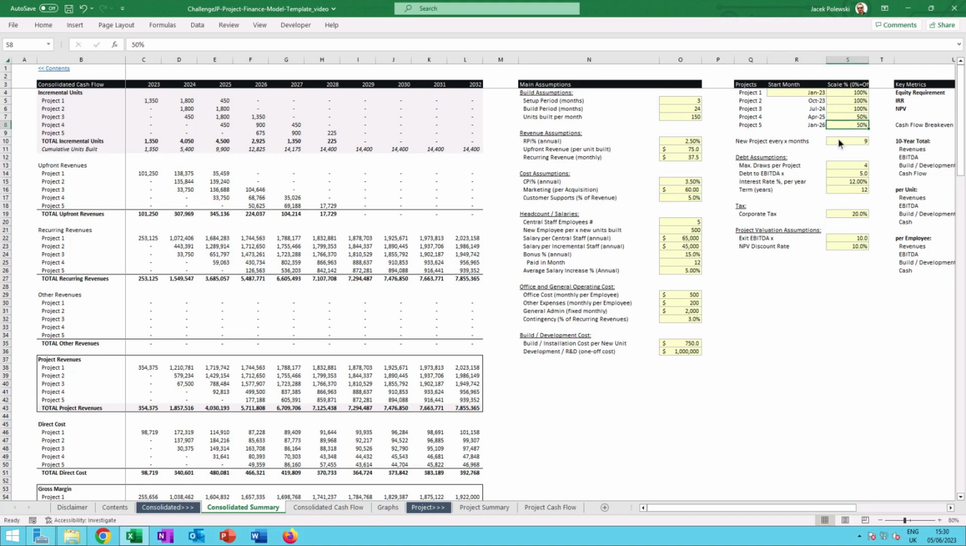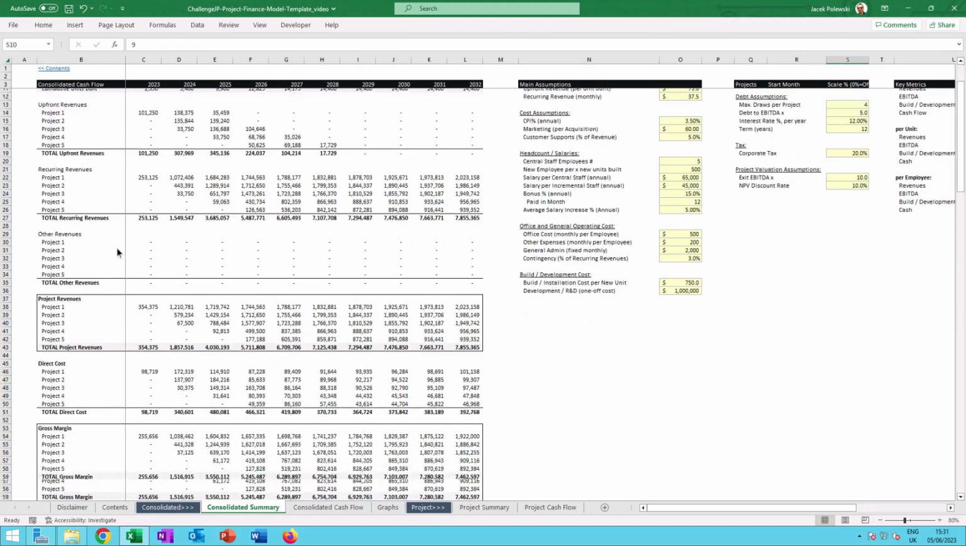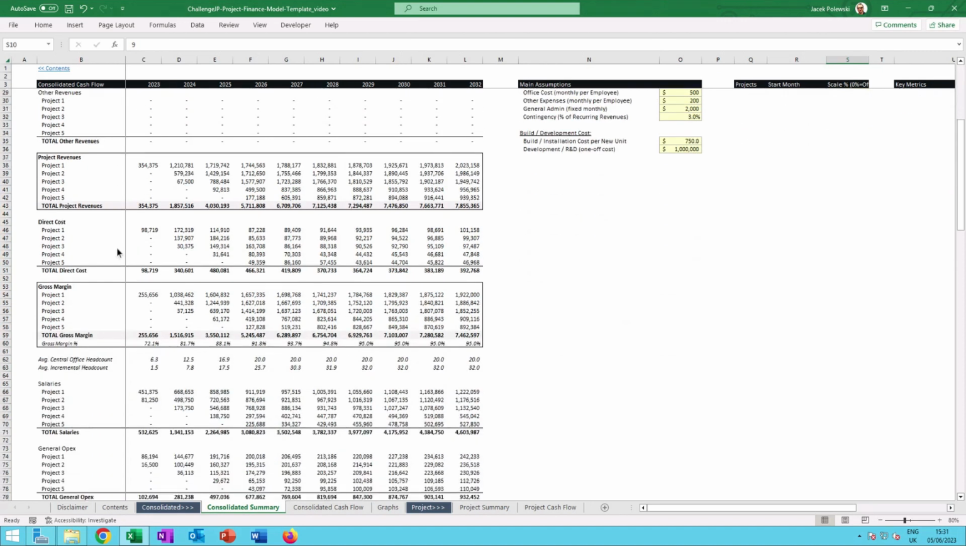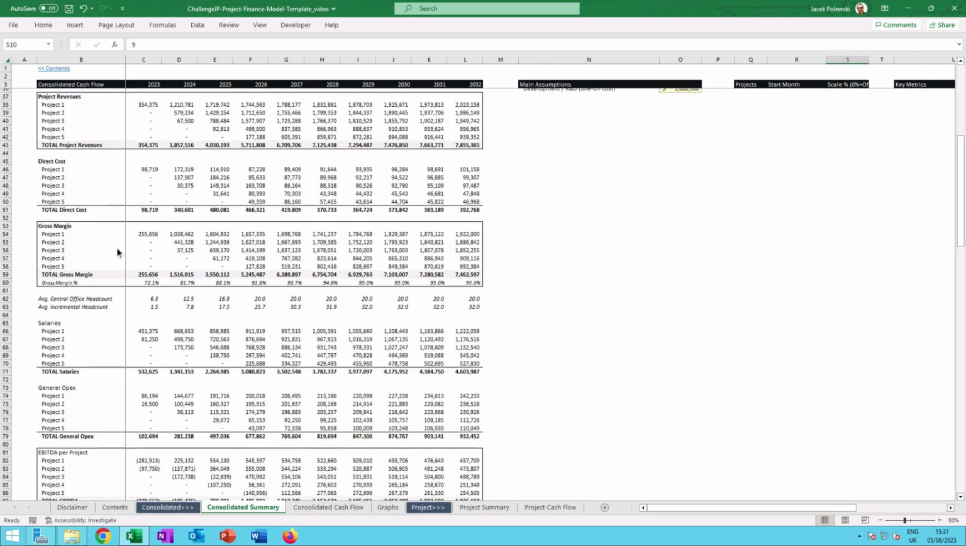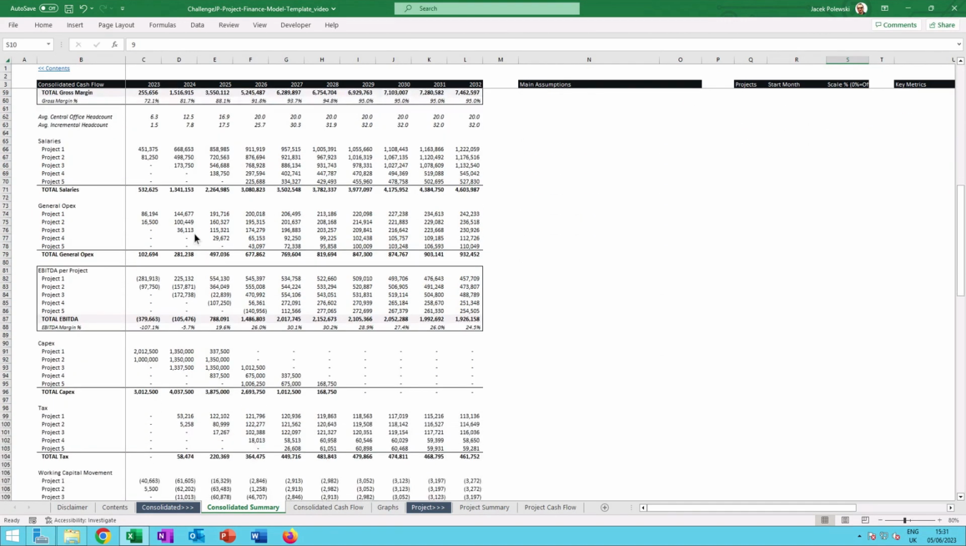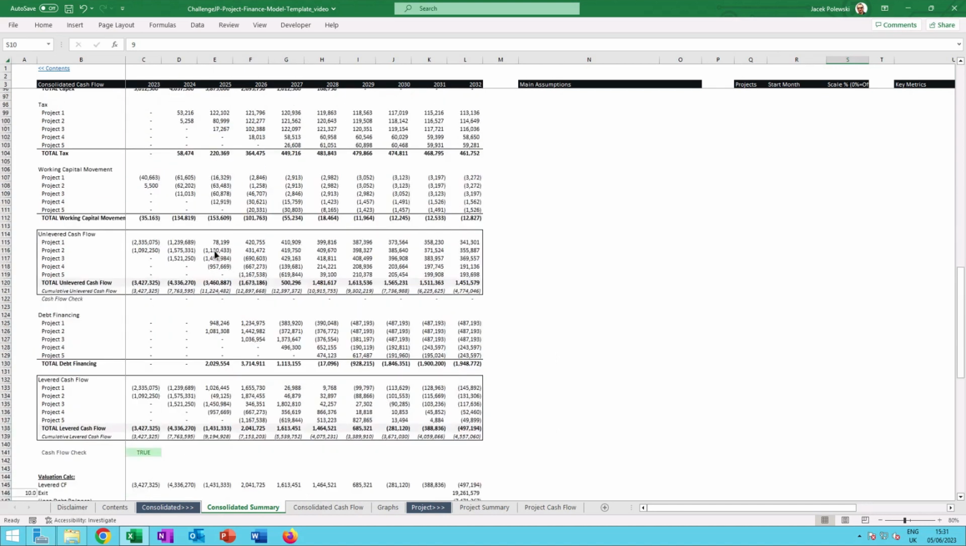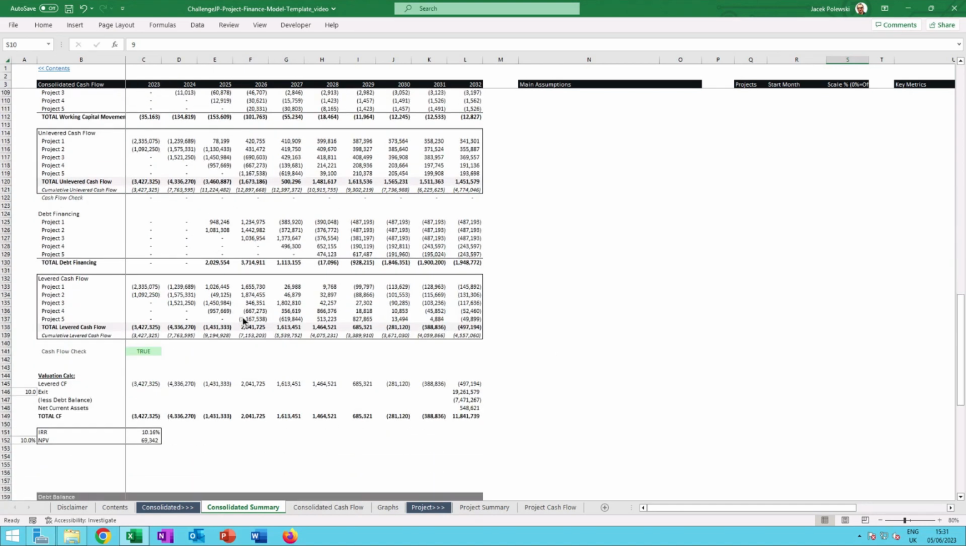And then you can also create some assumption here where you say that, okay, I want to add each project every 9 months. Okay, so that will take you to this view where you see that the upfront revenues, recurring revenues, and all the major components of the cash flows will be laid out in that format, and this will eventually take you to your unlevered cash flows and the levered cash flow.